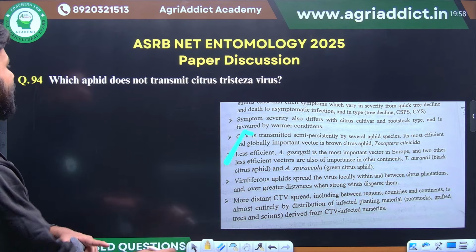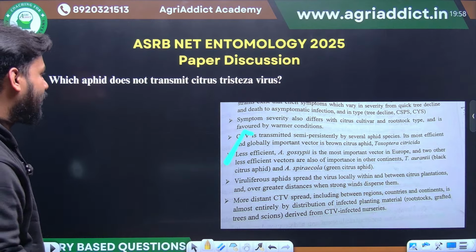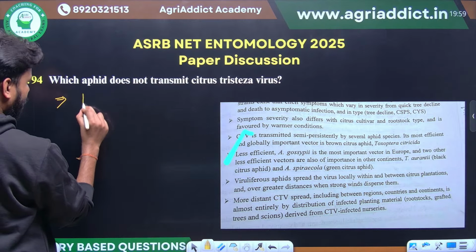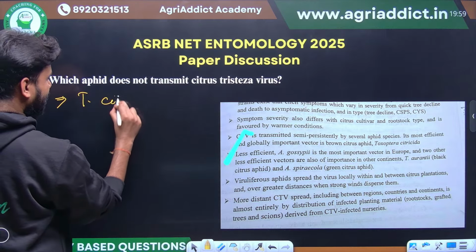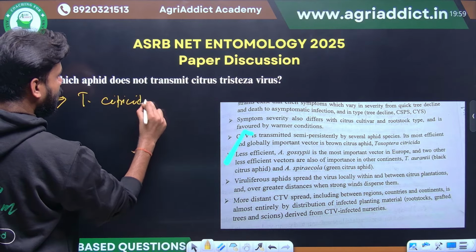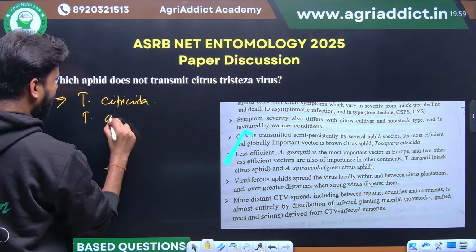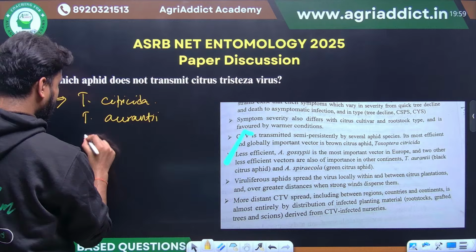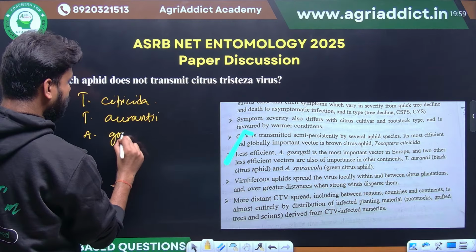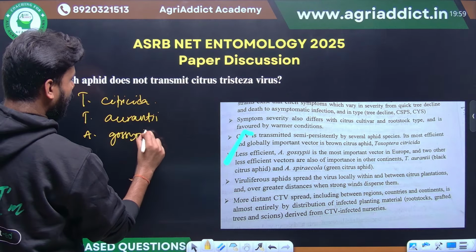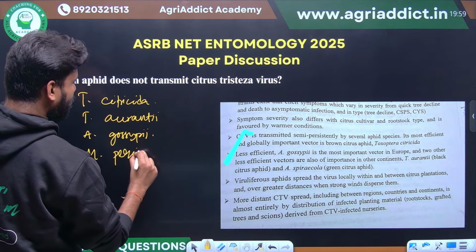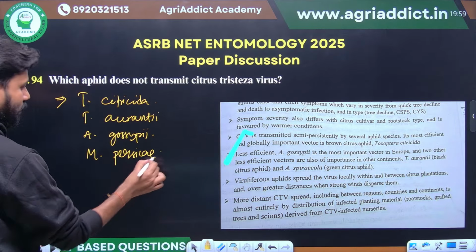Next question is, which aphid does not transmit citrus tristeza virus? The options are like Toxoptera citricida, Toxoptera aurantii, Aphis gossypii, and Myzus persicae. The correct answer will be Myzus persicae.